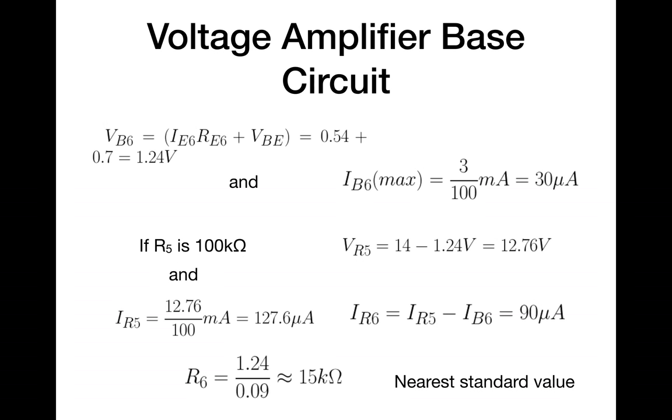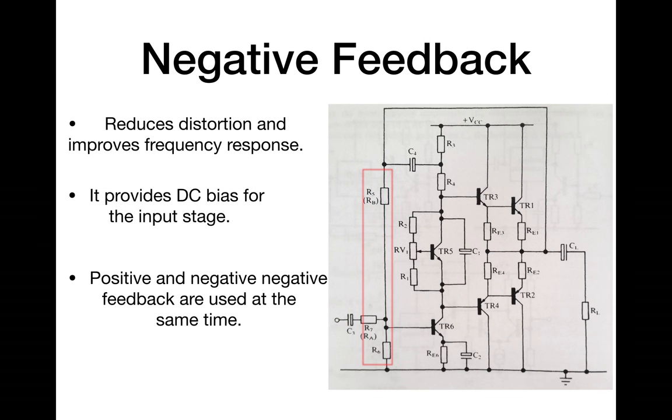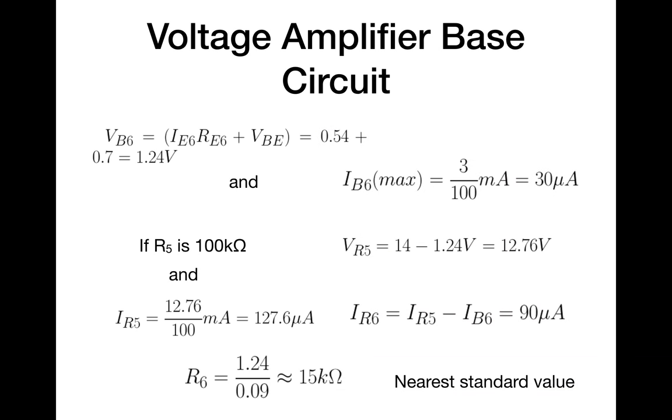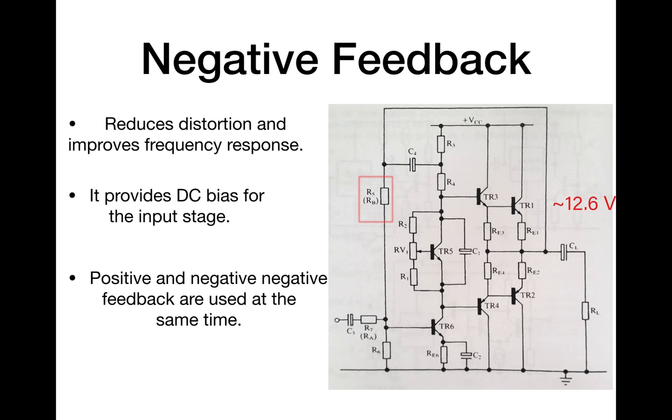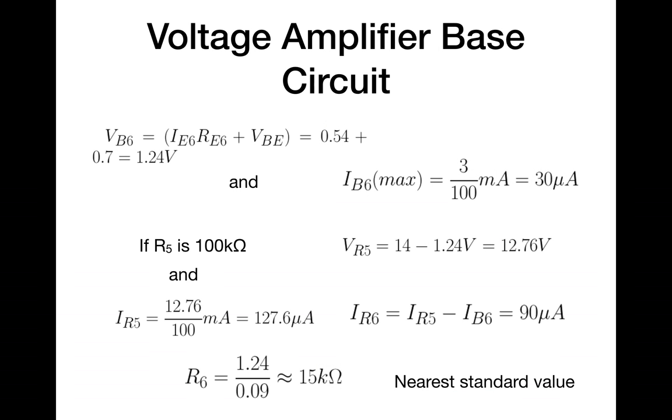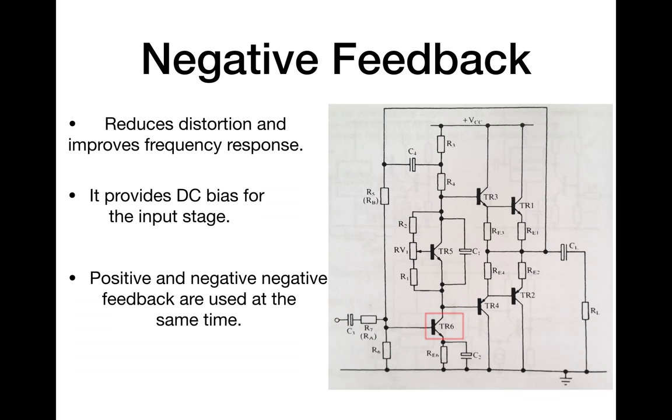The base circuit of this is basically this voltage divider here. However, we're going to be adding negative feedback in, so that voltage divider upper part anyway is not going to be tied to VCC. It's going to be tied to the output, which is about half VCC. So we've got to figure out what base voltage we need on VB, on this transistor right here, TR6.